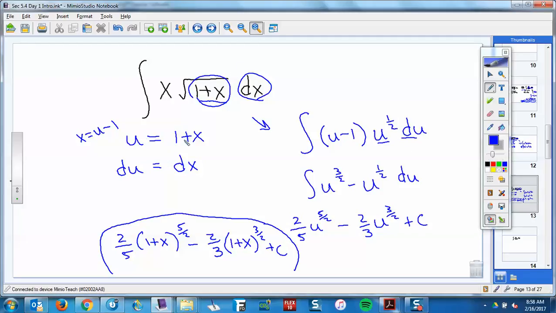So what do you do? You solve this for x. So x would equal u minus 1. So the x subs out and the u minus 1 goes in its place. Now we can distribute. So that was the beauty. You could not distribute here, but we can distribute here.